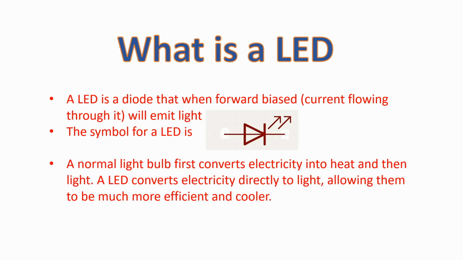Now, the real advantage to an LED is that normal light bulbs convert electricity to heat, and then that heat, through that very small coil, produces light. An LED converts electricity directly to light, and that makes it much more efficient because you don't have that heat production, and much cooler. If you've ever touched a conventional 100-watt light bulb, it's very, very hot, whereas LEDs are cool and really only take milliamps, about 20 milliamps typically, of current flowing through them.